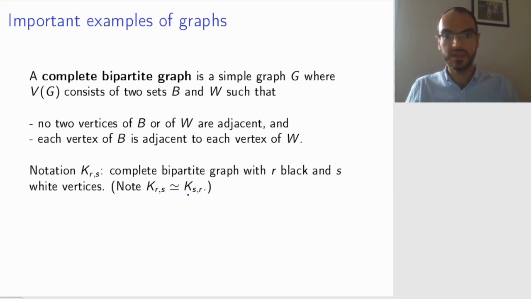And this is the notation. And as I indicated, it doesn't matter if you count the black vertices first or the white vertices first, you get isomorphic graphs. So these are the complete bipartite graphs, K_{R,S}.